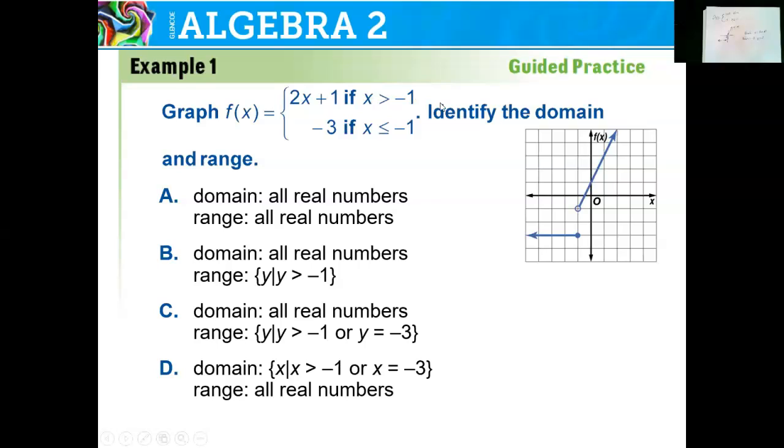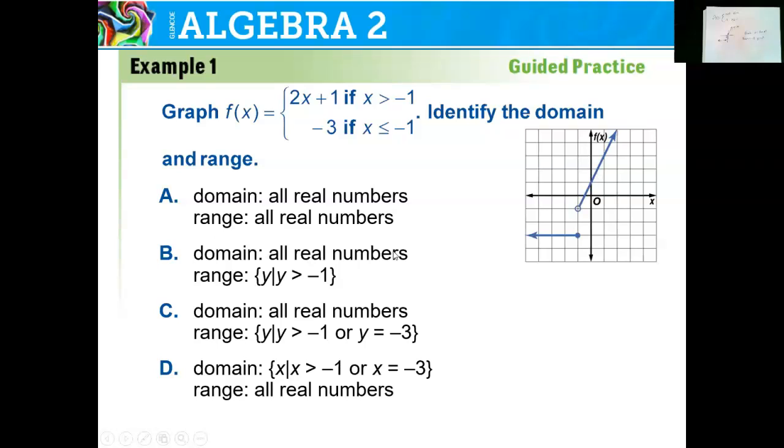So here they have the graph. Once again, open circle at (-1, -1), the ray going up there, closed circle at (-1, -3) with our horizontal constant. And then we have multiple choice to determine the range and domain. So A can't be it because it has the range being all real numbers, and this graph doesn't extend to negative infinity, so that can't be it.